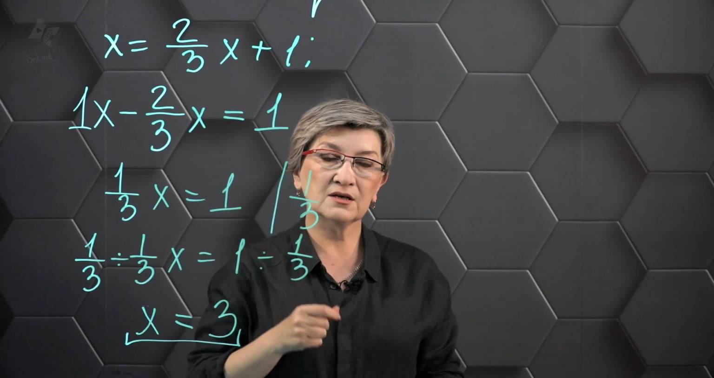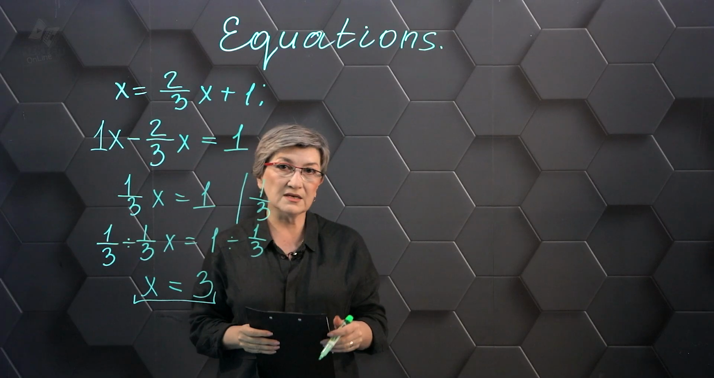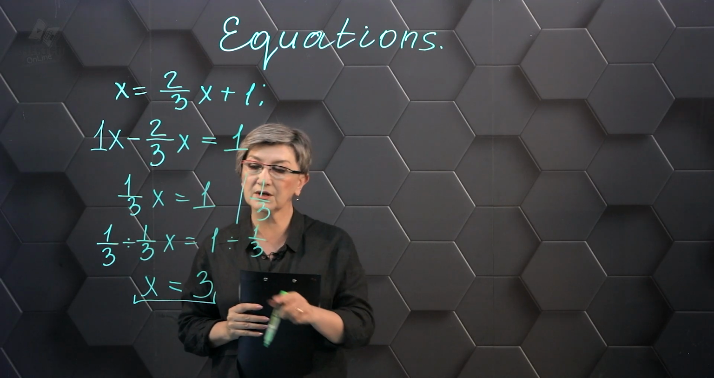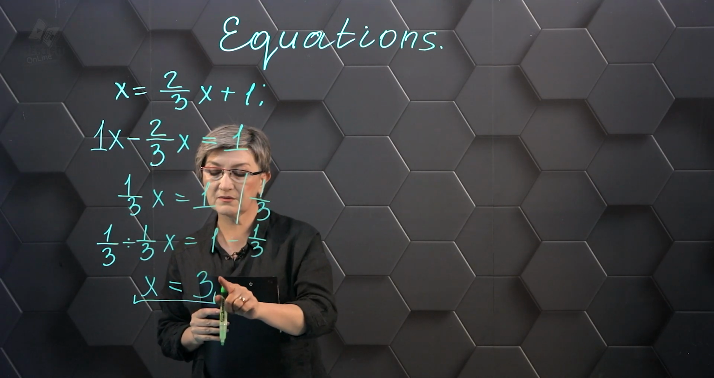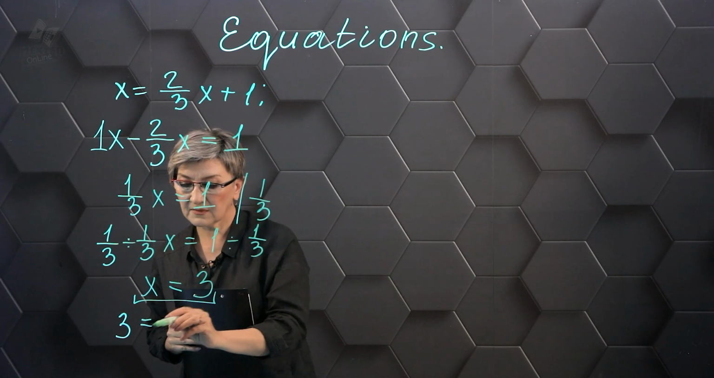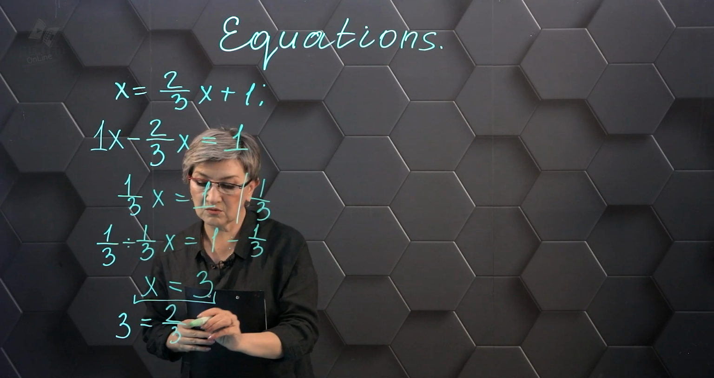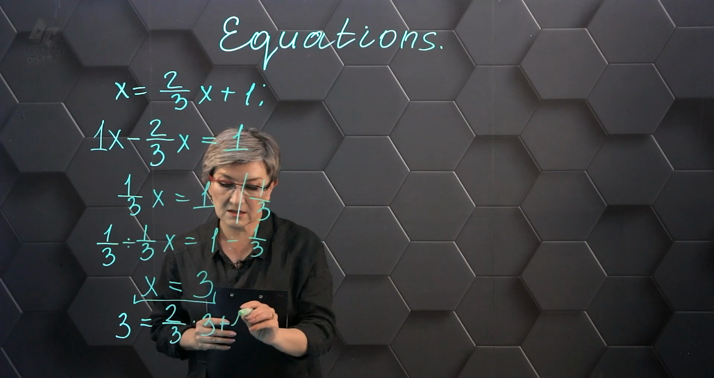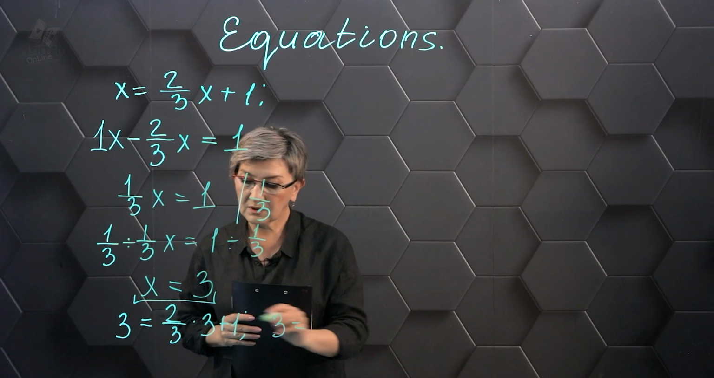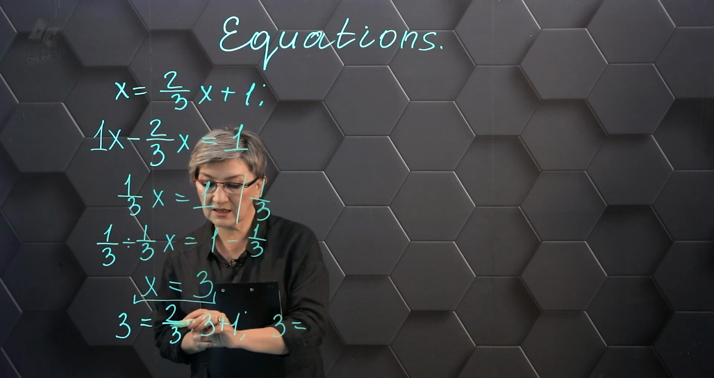If we substitute 3 in place of x, we have a valid numerical equality. Let's see if 3 is really the solution to this equation. Let's substitute 3 in place of x. Let's write 3 equals 2/3 times 3 plus 1.